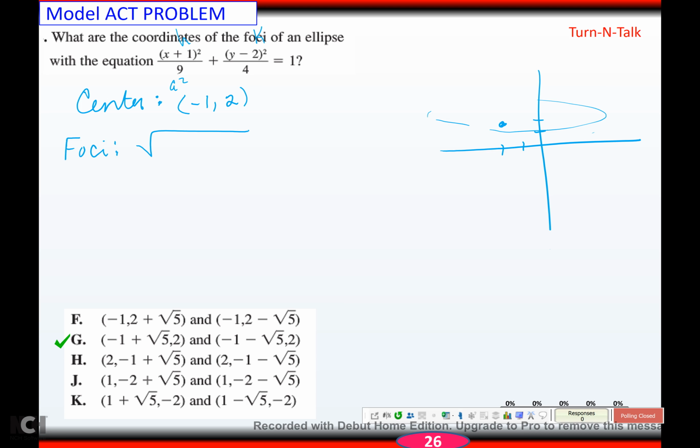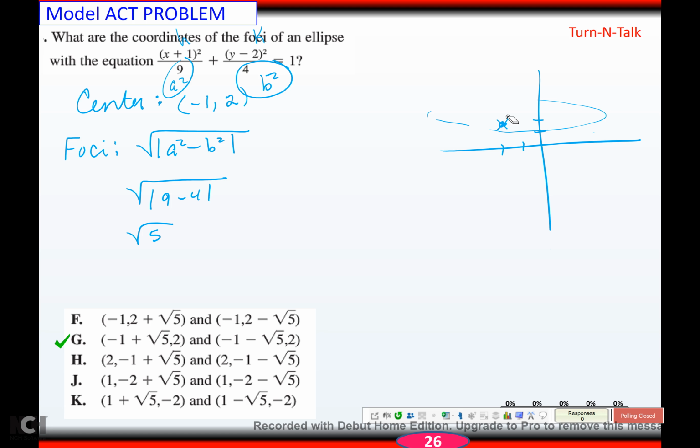remember, are located at the square root of the absolute value of a squared minus b squared. So my foci is going to be the square root of the absolute value of 9 minus 4. So there's a squared, and there's b squared. And that's going to give me the square root of 5. Okay, so to get the location of my foci, that's the length of my foci, but mine is starting at negative 2.